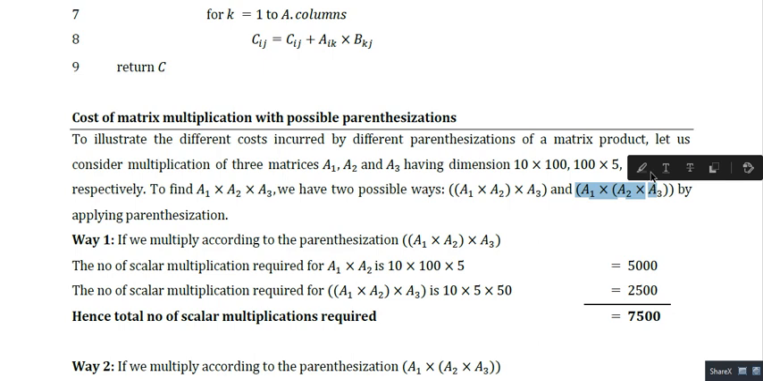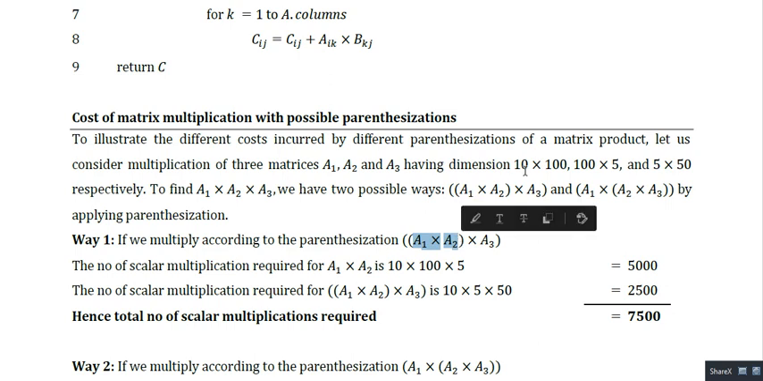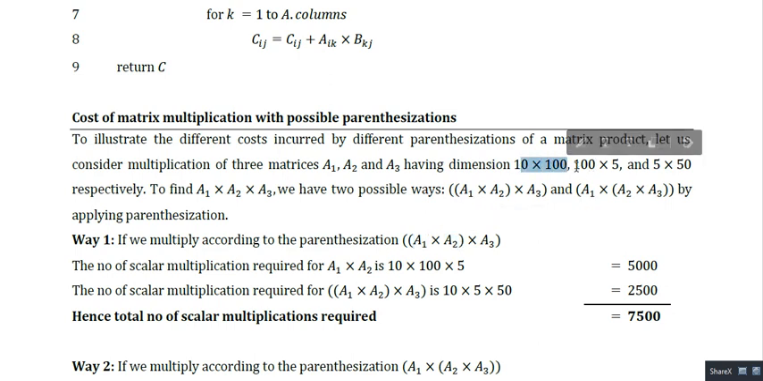So now if we are taking A1 into A2, A1 dimension is 10 into 100 and A2 dimension is 100 into 5. So how many scalar multiplications will they take? 10 into 100 into 5. Okay, so don't take this twice. So you can just verify.